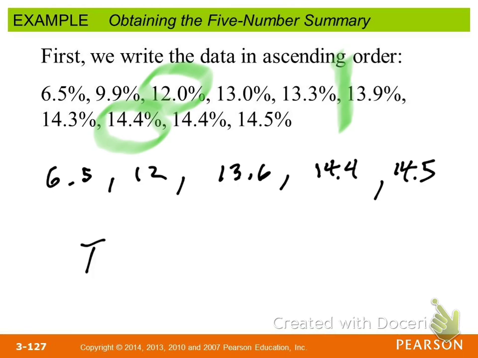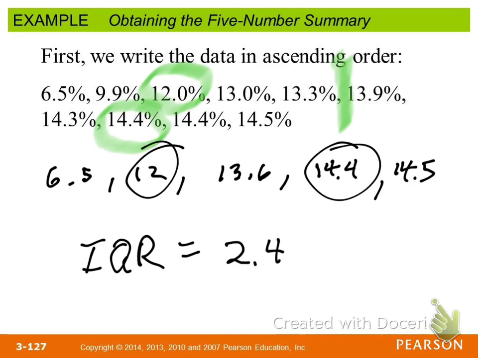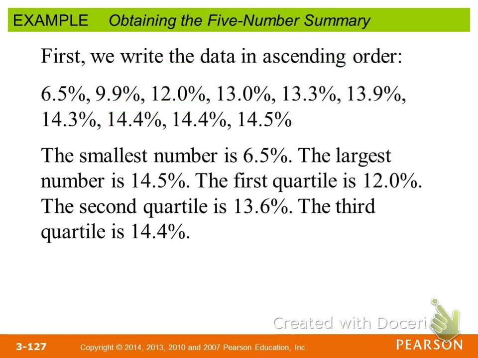What's the interquartile range? 2.4. It's quartile 3 minus quartile 1. And we could determine upper and lower fences. You see where we're going with all of this, right? Okay, so all that's going to play into what we're looking at today.